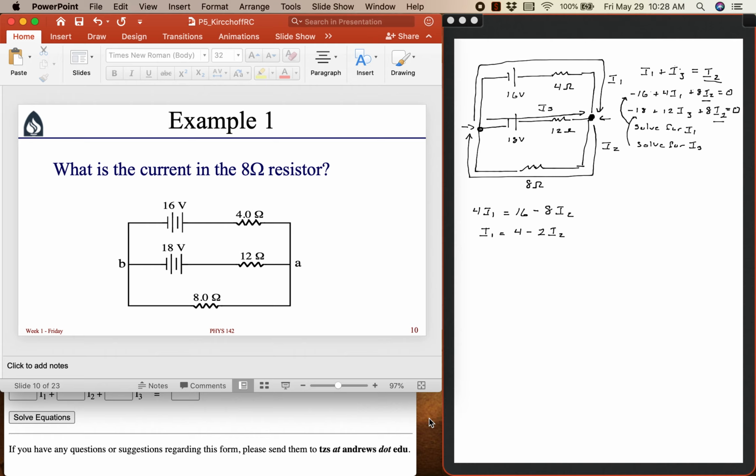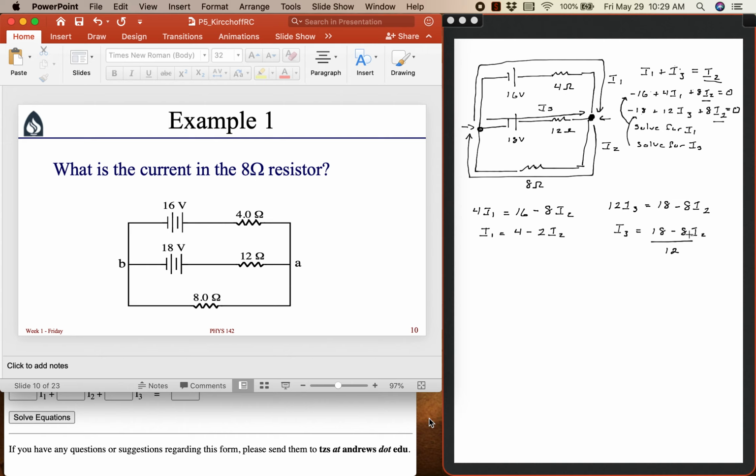So the next thing I'm going to want to do is take this second equation and solve it for I3. So if I do that, I have 12I3 is equal to 18 minus 8I2. And then I would divide both sides by 12. So I3 is equal to 18 minus 8I2 divided by 12.